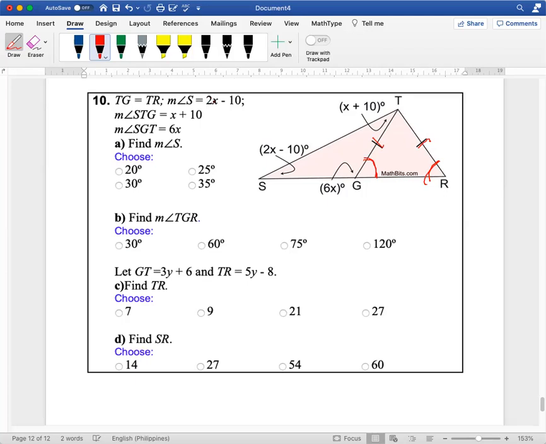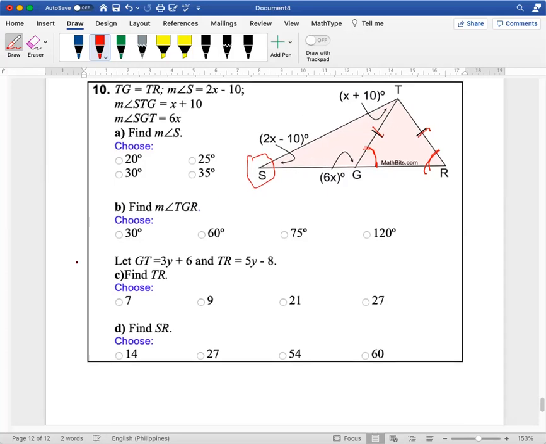Now, angle S is equal to 2x minus 10 degrees, angle STG is equal to x plus 10, and angle SGT is equal to 6x degrees. We're going to solve for letter A, the measure of angle S. So here, we're solving for this. How do we do it? Since we have a triangle here, we will be using the theorem that the sum of the angles of a triangle is equal to 180 degrees.